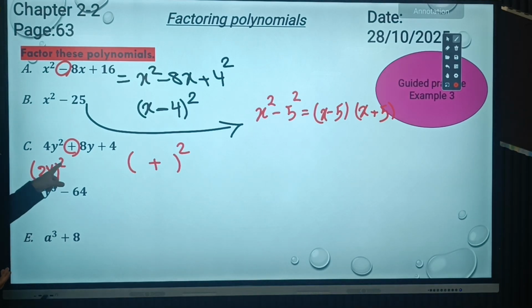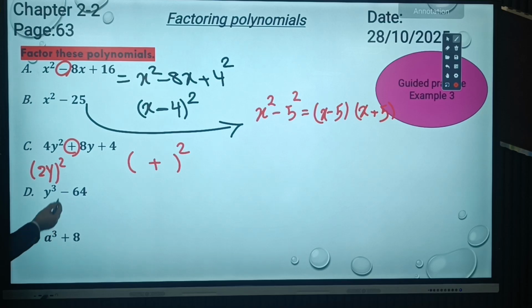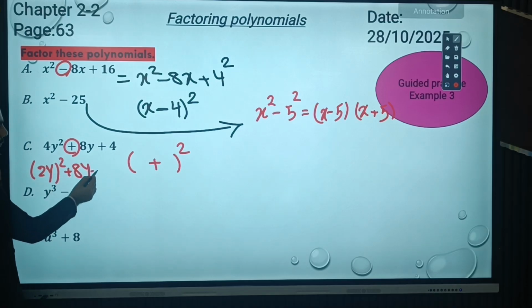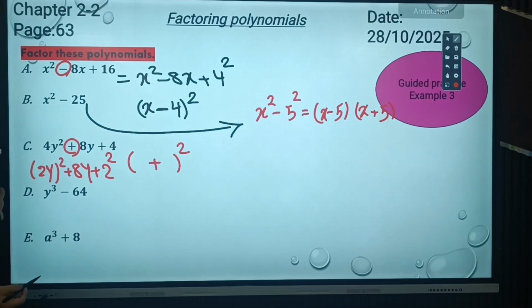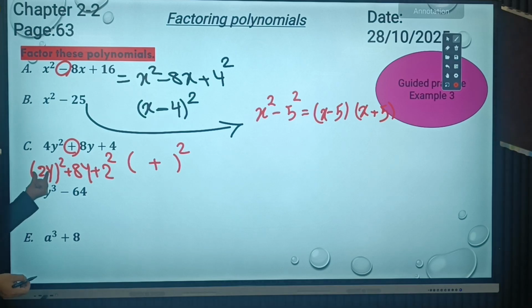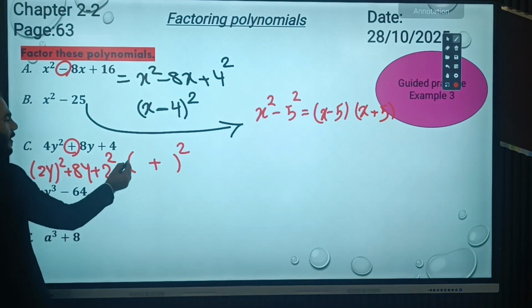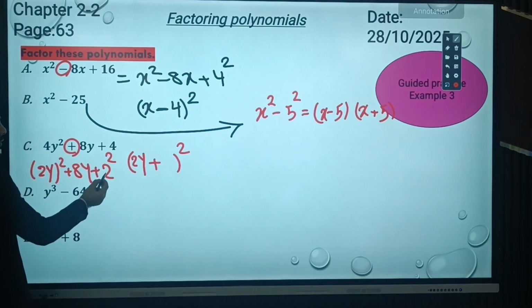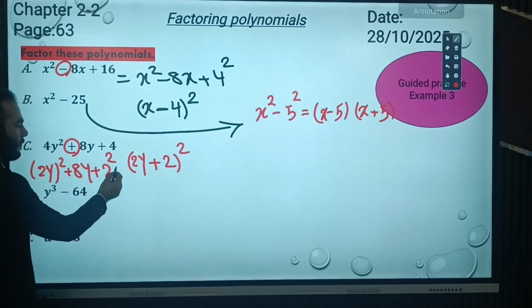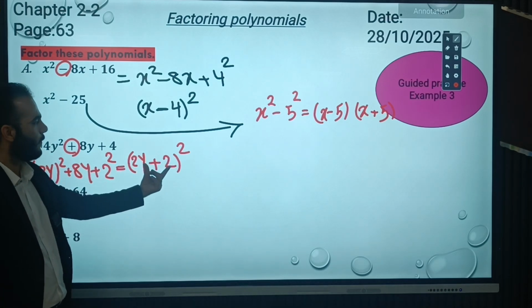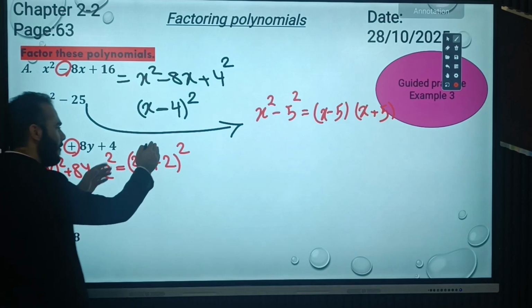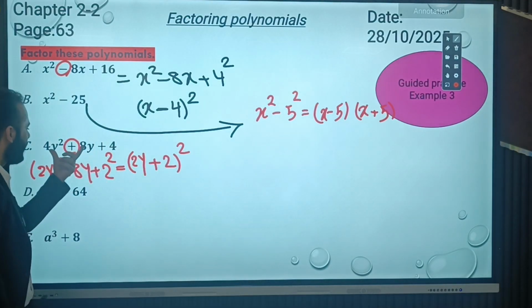So 2 powered by 2 is 4, y powered by 2 is y squared. So instead of 4y squared, I'm going to write 2y powered by 2, plus 8y, plus, instead of 4, I will write 2 powered by 2. So the power form of 4 is 2 powered by 2. Perfect. So right now, simply one factor is 2y from the first term, and one factor is 2 from the last term. This is how you are going to factorize it. Perfect. And if you open this one, you will definitely get this.